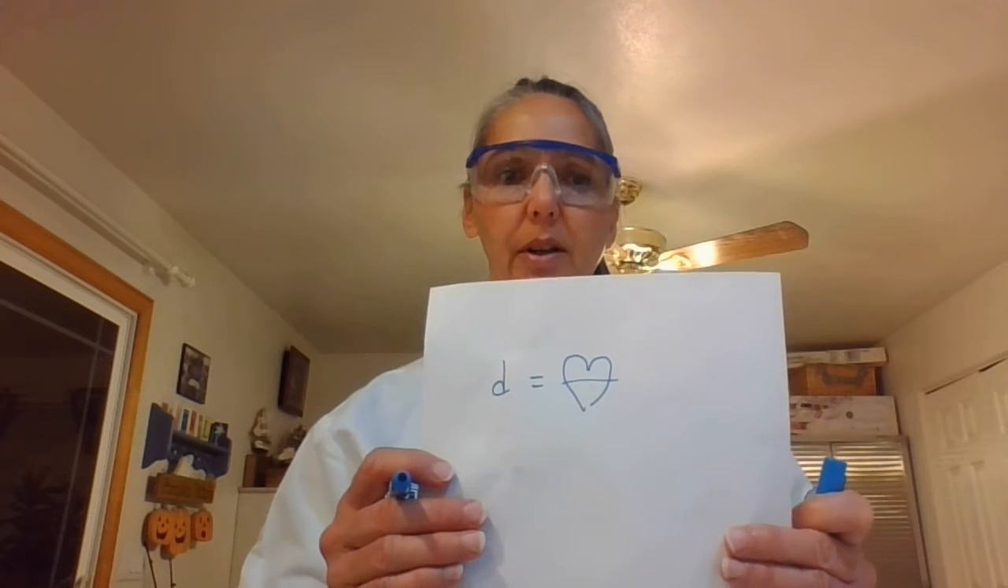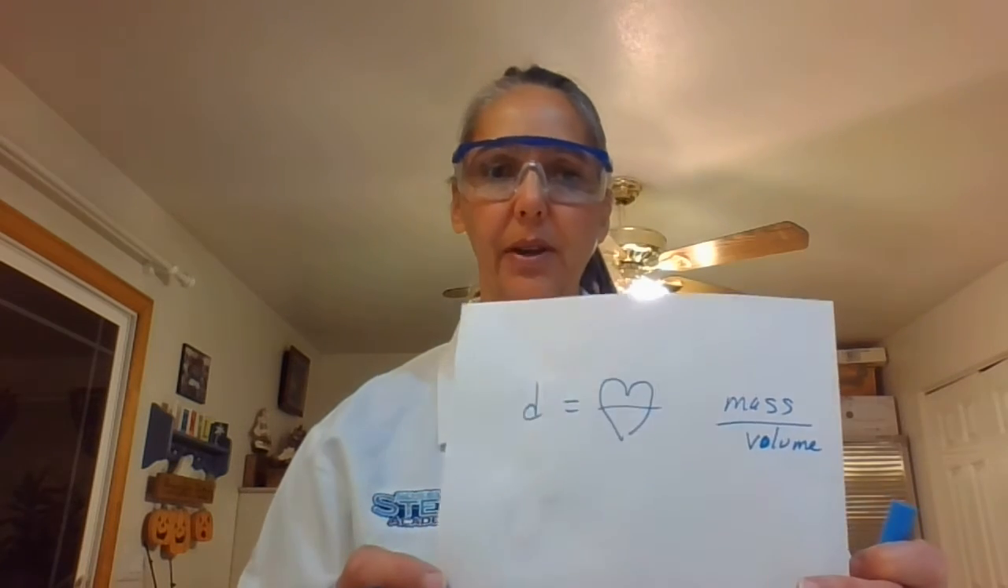Okay, so part 2 in the water and alcohol lab, you should be calculating the density of the alcohol and of the water. The formula for density is, I heart density. So I have a heart. Then I write that density as mass over volume. So I take the mass divided by the volume.